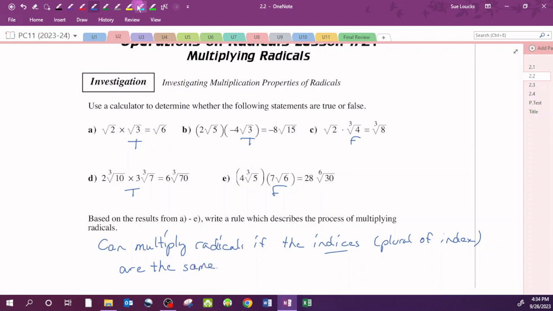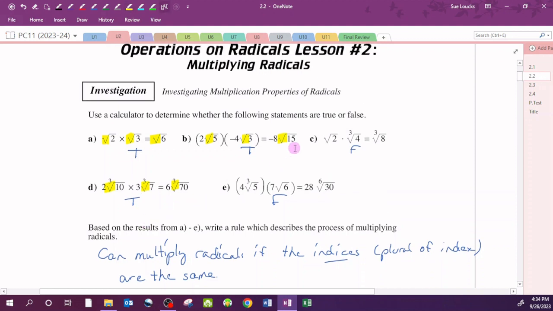So up here, this is a square root and a square root and a square root, and that's a square root and a square root, and that gets you a square root. This is a cube root and a cube root and a cube root, whereas this one is a cube root and a square root. You can't do that, and a square root and a cube root, you can't do that. You have to have the same index on each term that you're multiplying.